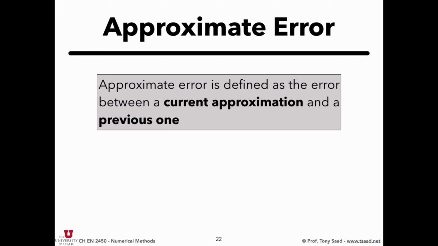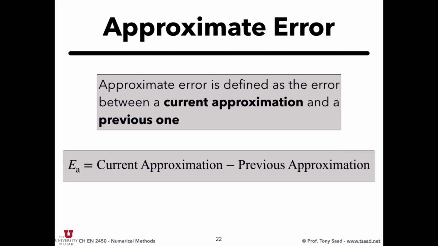Approximate error, we define it as the error between a current approximation and a previous approximation. And I'll define current and previous in a second. So mathematically, we write this as capital E. Remember that the true error or absolute error, we wrote as capital E, as opposed to relative, where we wrote an epsilon. So capital E_A, approximate error, is current approximation minus previous approximation.